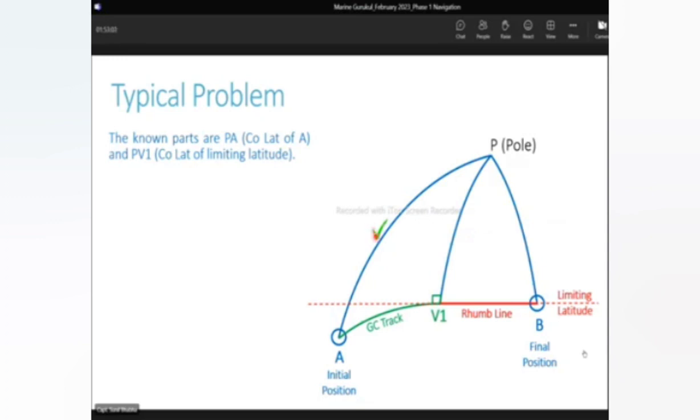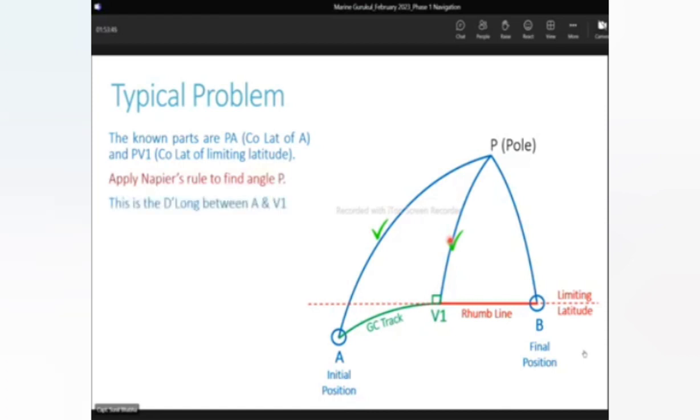The first part which is known to us is side PA. PA is the colatitude of our starting position A, 90 minus latitude of A. The second part which is known to us in this triangle is side PV1. Side PV1 is the colatitude of our limiting latitude. The limiting latitude is given to us in these questions, so it is 90 minus limiting latitude. So with these two parts, we enter into Napier's rule, and what do we find out?